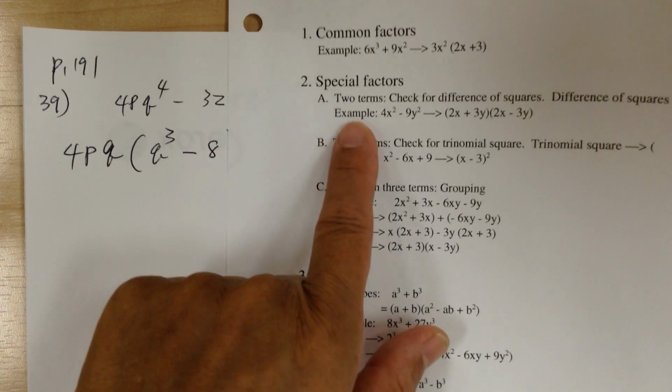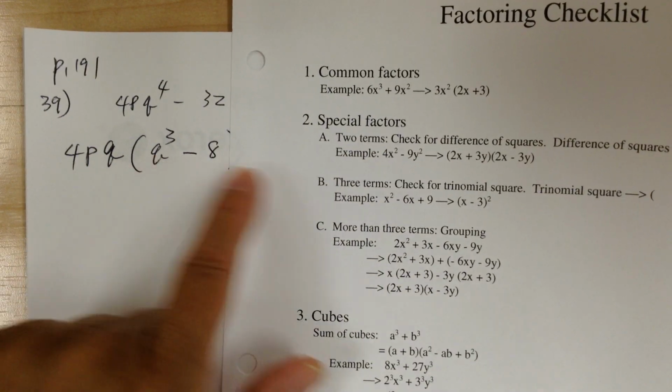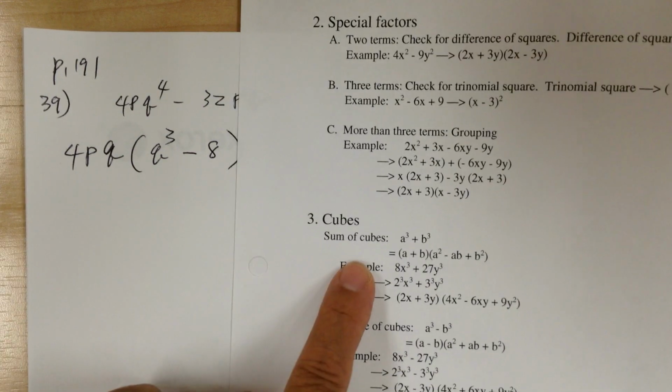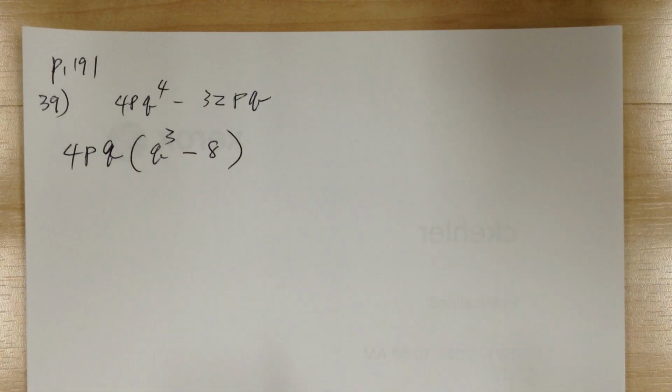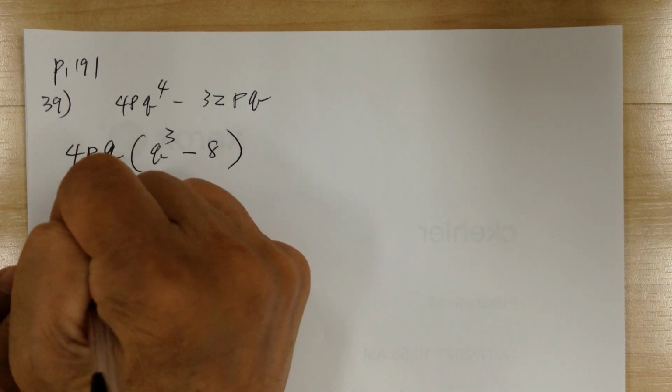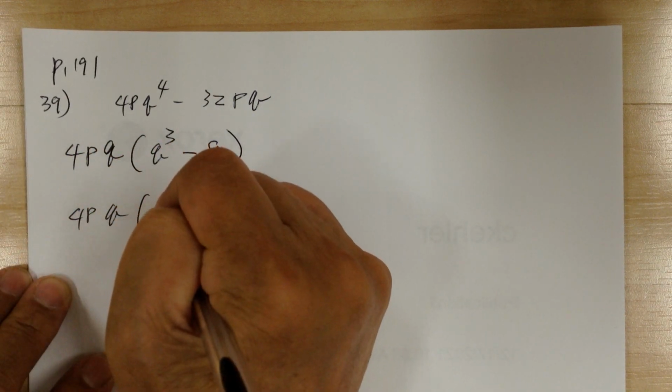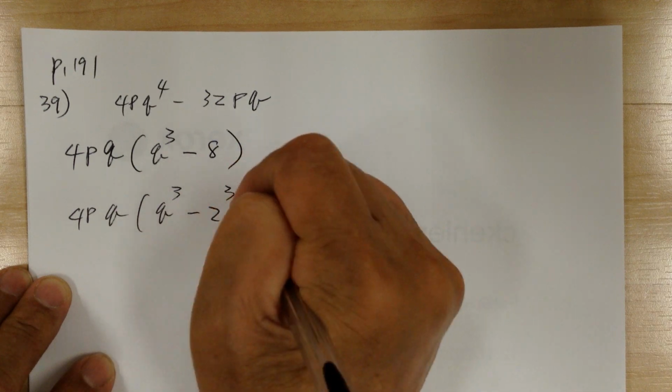Now you go to step 2. 2 terms, was it square? This is not a perfect square, right? Okay. So you go to the cube. So you go down to step 3. This is the cube, right? Difference of cube.